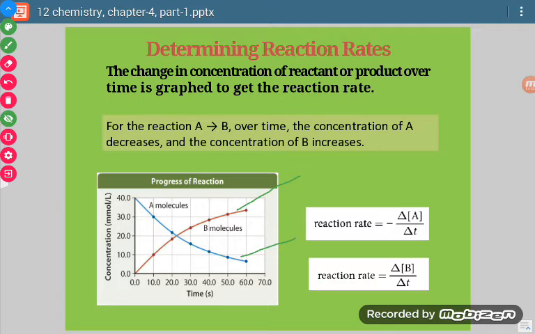Okay. Now suppose we have taken the blue graph, this one we have taken, then the reaction rate will be like this. Rate of reaction will be minus of change in concentration of A over change in time. Now the minus sign indicates decrease in the concentration of A. Similarly, if I am taking this graph, the B graph, then rate of reaction will be determined by change in concentration of B over change in time. Here the sign is positive. Why positive? Positive sign means increase in the concentration of B.